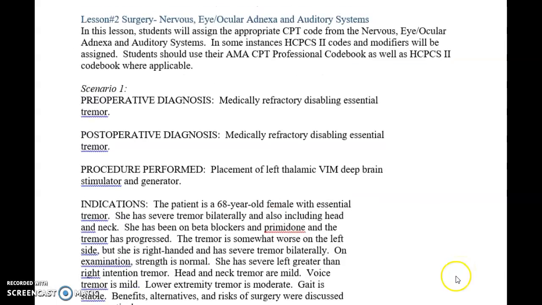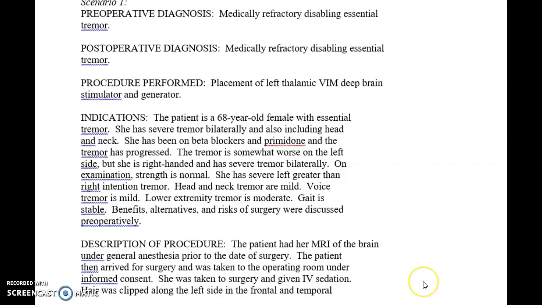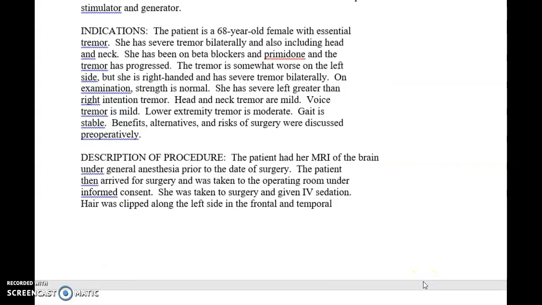Okay, so for this one, the first case is CPT code 61867. I'm going to explain a little bit about the procedure, and then we'll take a look at the actual op note. Just note that there are no specific coding guidelines that you're going to find in your book. I just want to explain the procedure.